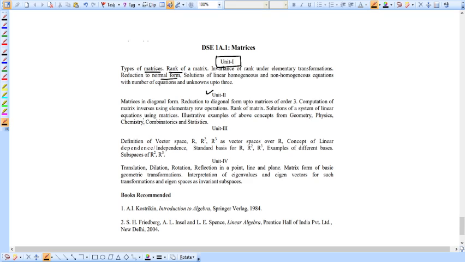In unit 2 we will be discussing reduction to the diagonal form, the order 3, computation of matrix inverse, and rank of a matrix again, which is common. Then we will be discussing the solution of a system of linear equations using matrices. In the first unit you can find the solution, but in the second case we will have to find it using matrices.